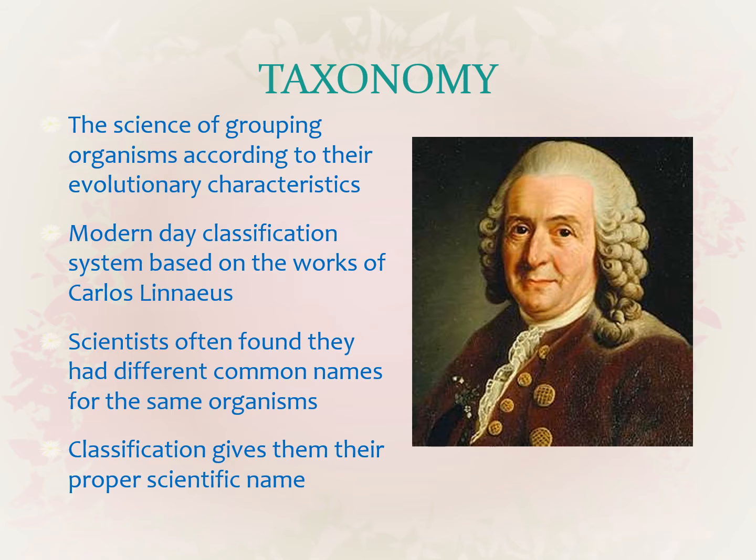But modern day classification is based on the system of this gentleman named Carolus Linnaeus. His name is actually Carl Linnaeus, but he changed his name to make it look like a scientific name, just like Homo sapiens that we have today. And what this kind of helped us do is get rid of this misconception, because scientists often found they had different common names for the same organism.